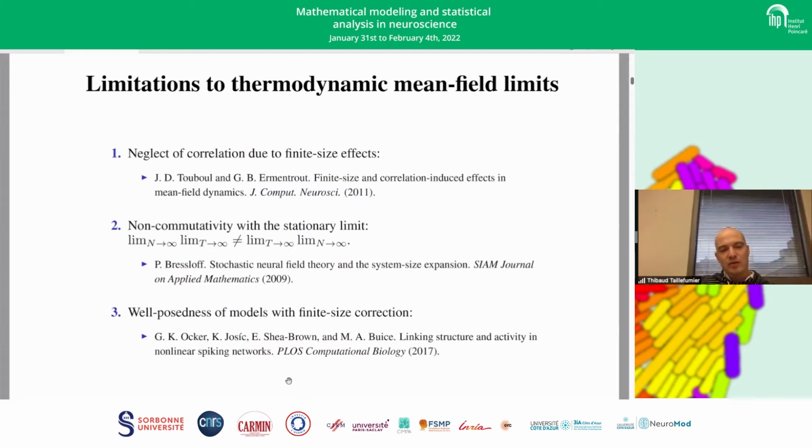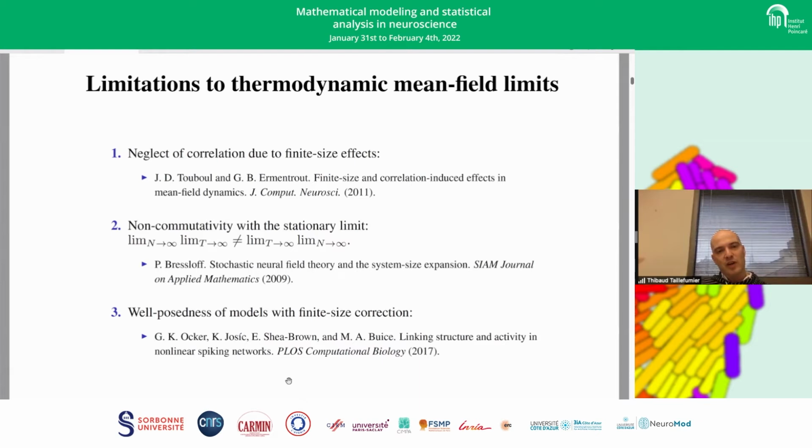The second limitation has to do with the fact that considering an infinite size system is not neutral. In particular, it's not neutral if you want to study the typical behavior of a system, because looking very far in time and looking at a very large system involves taking two limits that don't commute with one another.